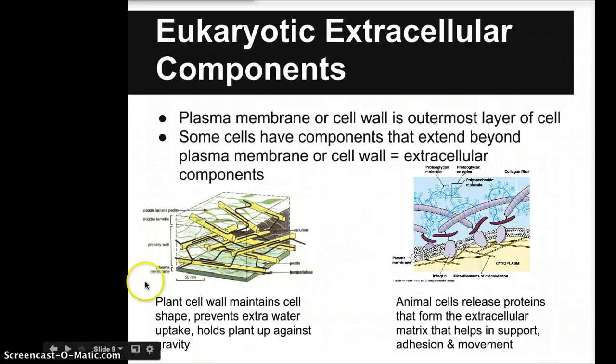Within plant cells, the cell wall maintains cell shape, prevents extra water uptake, holds plants up against gravity, and so these extracellular components of plant cells are really helping it to maintain shape and structure. That's it for eukaryotic cells. In our next couple videos, we'll look at the cell membrane more specifically and see how the extracellular components help the cell to maintain its functions.